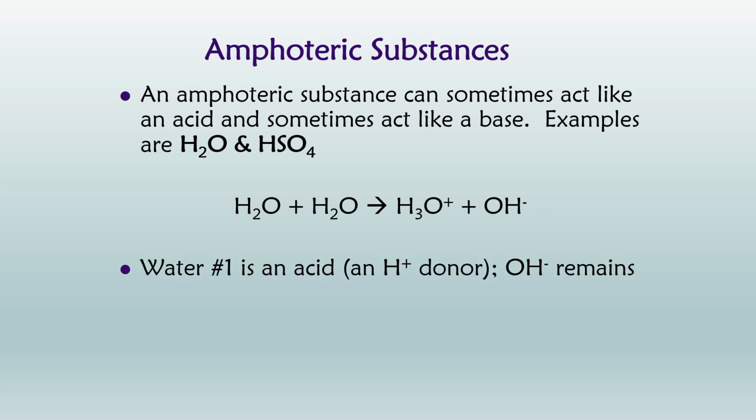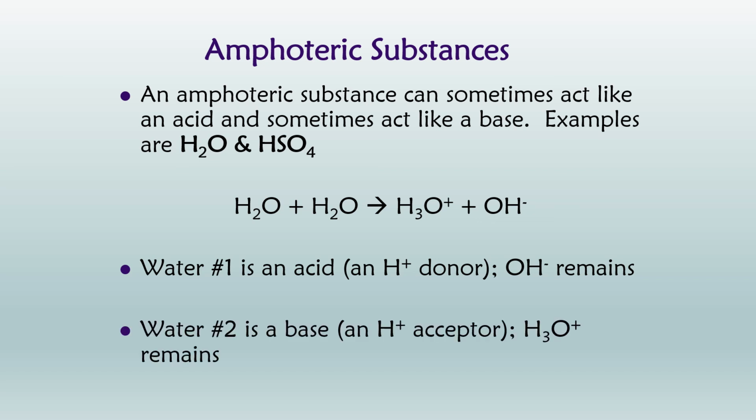So water number one is an acid. Why? Because it is donating one of its hydrogens, so that on the product side, we only have a hydroxide left. Water number two is going to be the base because it is accepting that previously donated proton from the other water molecule. So now it is a proton acceptor and it becomes a hydronium ion. So that's how some substances out there can act as both an acid and a base.